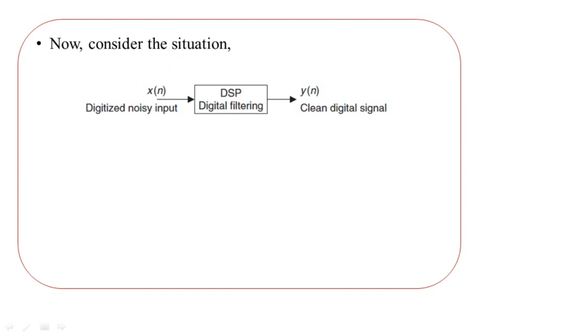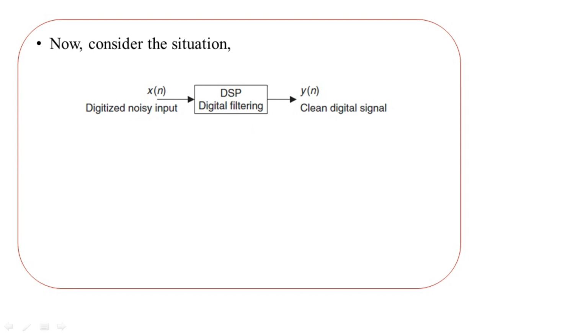So here we have represented it to be a digitized noisy input, as we have seen in the previous diagram. This is fed as input to DSP, digital filtering, and the output we can denote with the help of y of n, and we expect it to be the clean digital signal. So it is not having any sort of noise part that we have seen in the earlier diagram here.